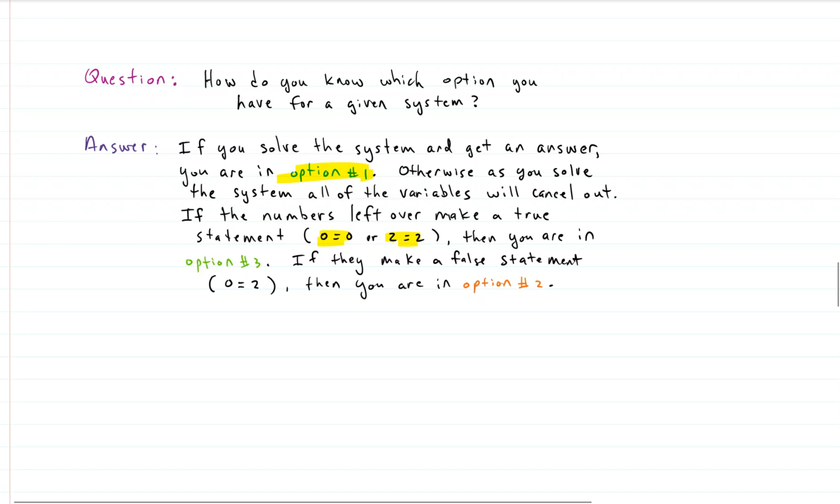If you are going along, the variables drop out, and what's left is a false statement mathematically, like 0 equals 2, which is not true mathematically, then you know you're in the second option, option number 2, where you have no solution.